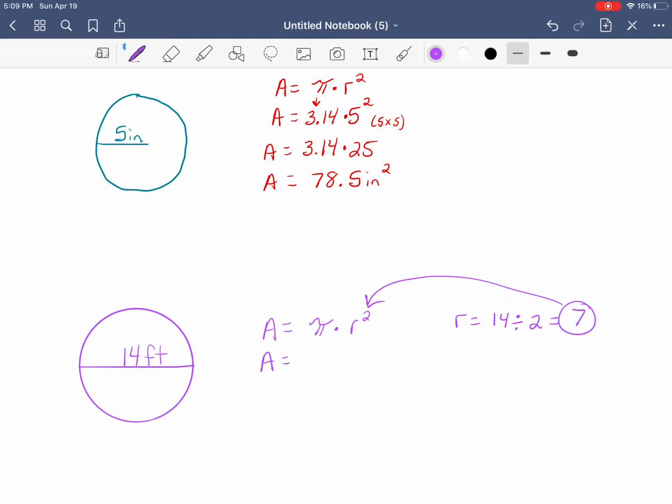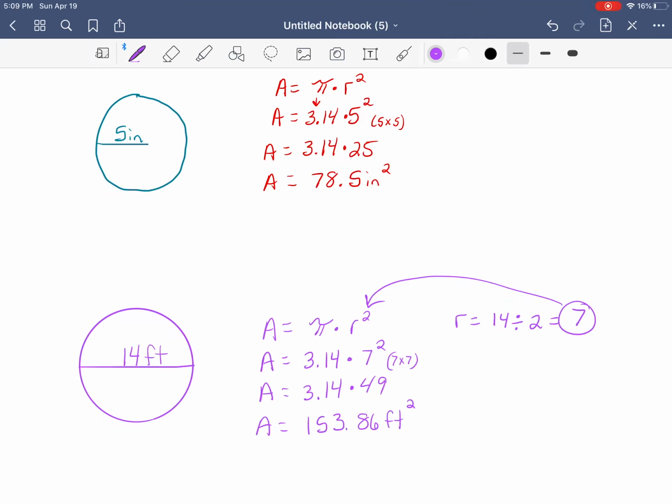So area equals 3.14 times 7 squared. Again, just keep working down. 3.14 times 7 squared would be 7 times 7, gives me 49. And I put that in my calculator. 3.14 times 49 gives me 153.86 feet, and area is always squared.